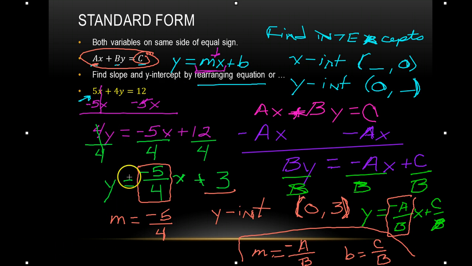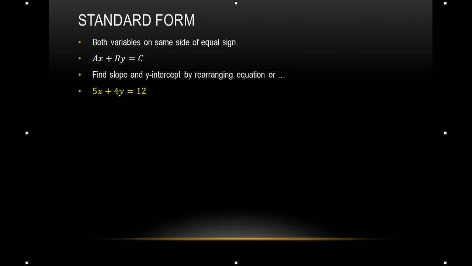Right here, if we look at the 5x plus 4y is equal to 12, m is equal to the opposite of my a value, so that's the opposite of 5, all over my b value, which is a positive 4 because there's a plus sign in front of there. The y-intercept is the c value, which is 12.